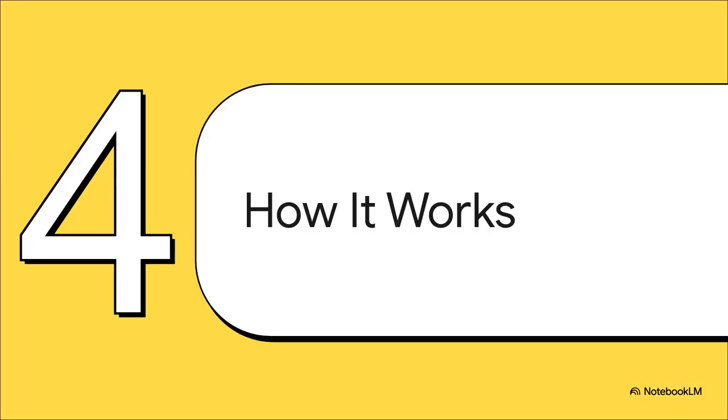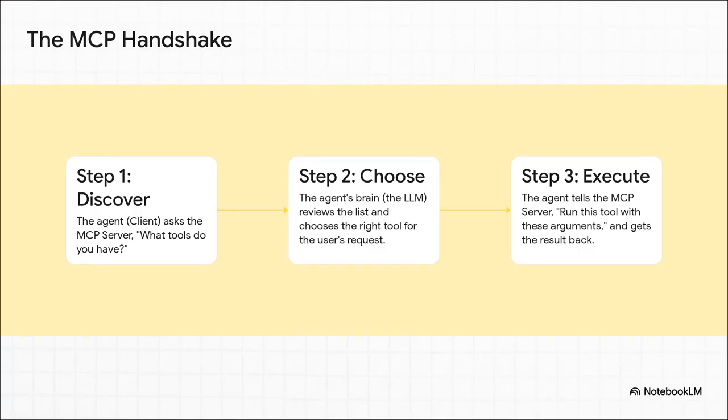So, how does this conversation between the agent and the tools actually happen? It's a beautifully simple three-step handshake between the client, that's our agent, and the server that's holding all the tools. It all kicks off with Discover. The agent just asks, hey, give me a list of all the tools you have and tell me what they do. The server sends back this perfectly formatted menu of options.